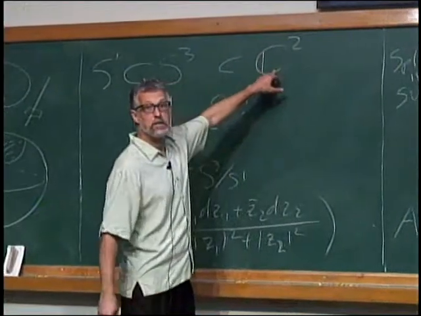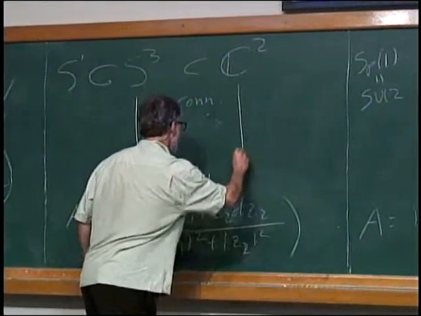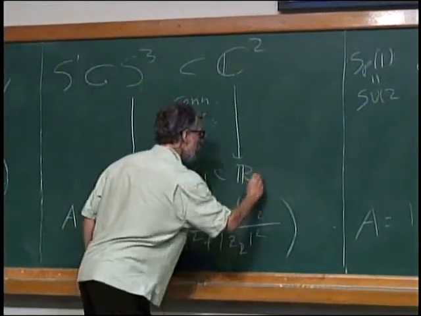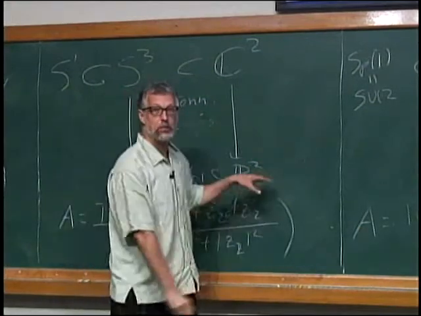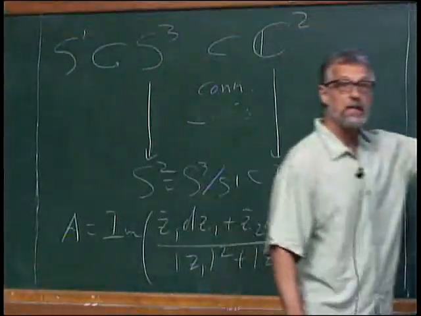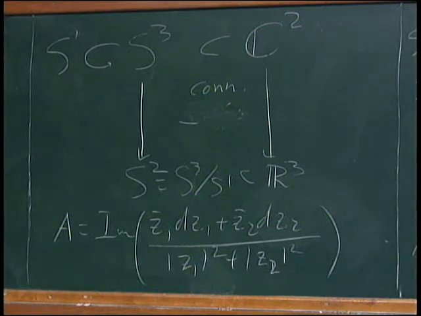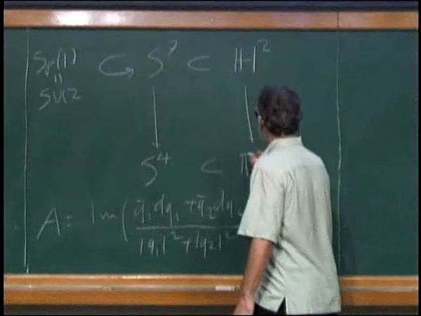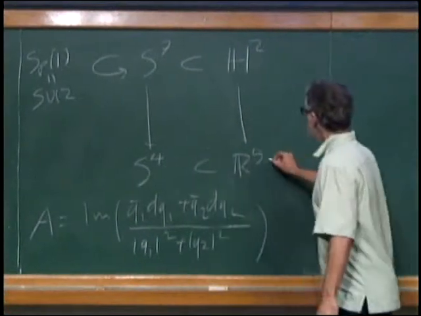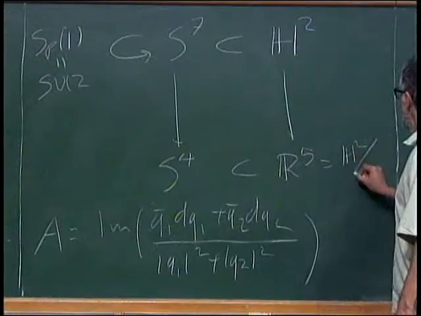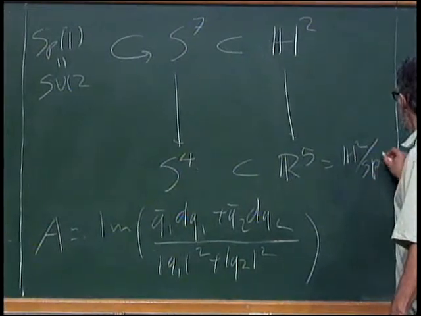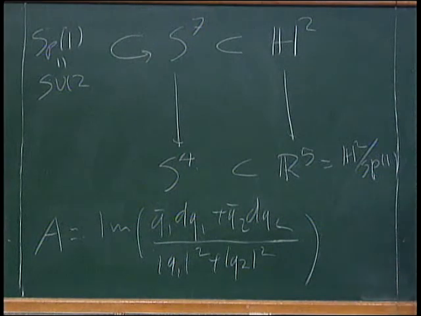I can quotient this by the circle, and I get R3. R3 is C2 mod S1. And I could quotient this by SP1, and I would get here an R5. So this is going to be H2 mod SP1. Question?